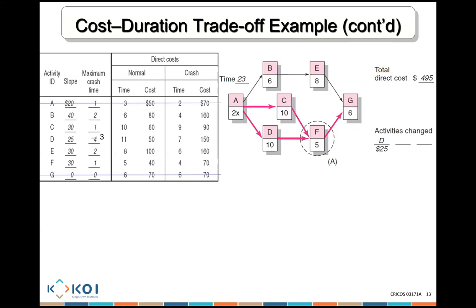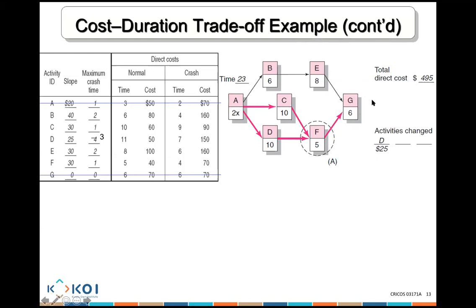There are 2 paths with 23 days. ABEG is only 22. There are two paths. ACFG is how many days? 23. And ADFG is how many days? 23. That's correct. So we have two paths together.